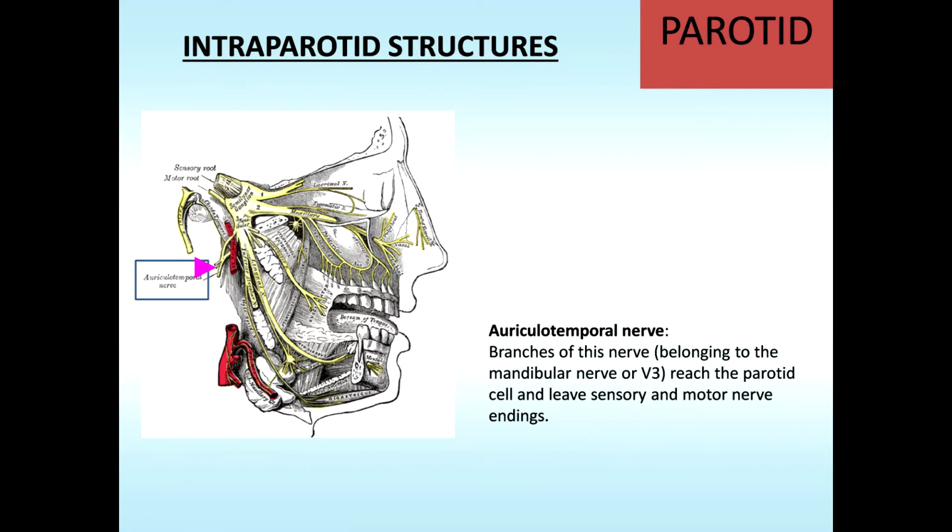Another important structure that we have here is a branch of the V3 mandibular nerve, which is called the auriculotemporal nerve, and which is going to leave branches with sensory and motor information to this region.